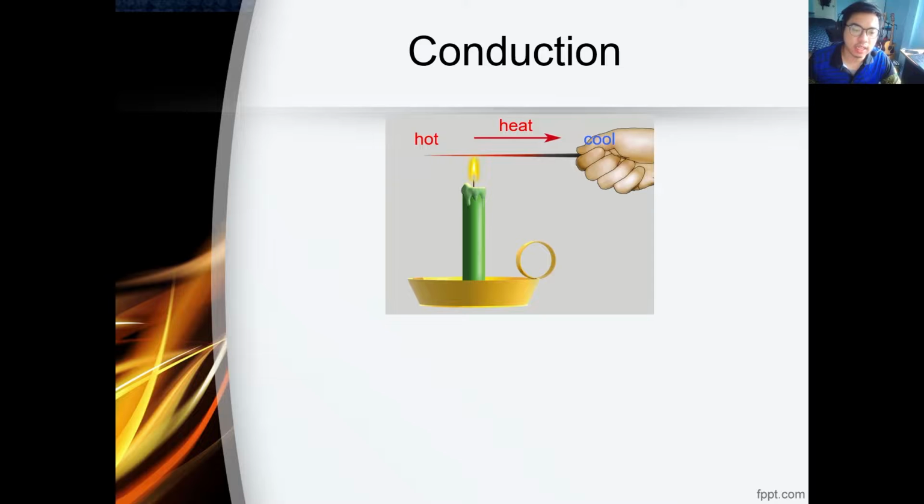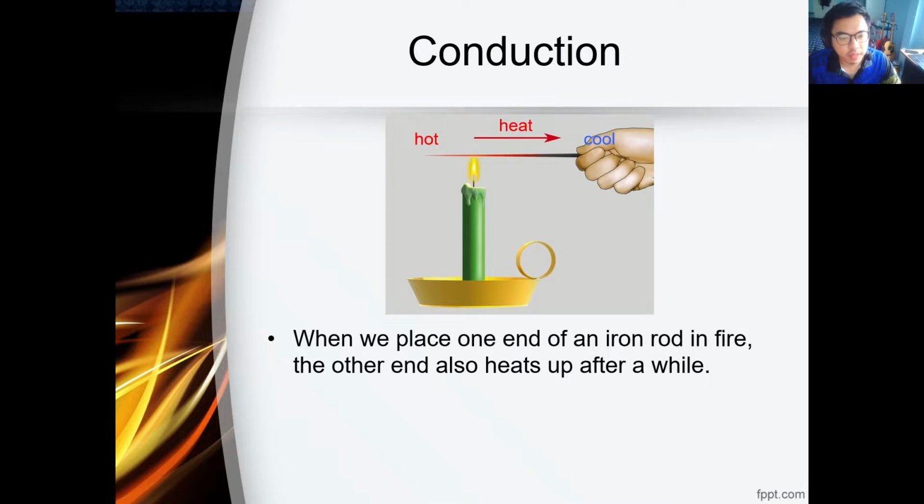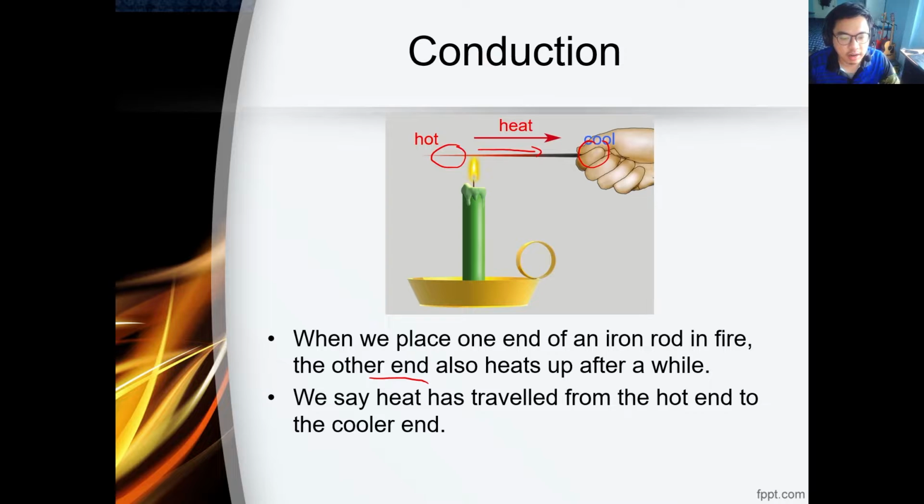So, what is conduction? Imagine you placing one end of an iron rod in fire, and then after a while, the other end will heat up. You can see in this diagram here, in the beginning, this end will heat up first, and then you will see heat will travel, and then eventually the other end will become hot. So we say that heat has traveled from the hot end to the cooler end.